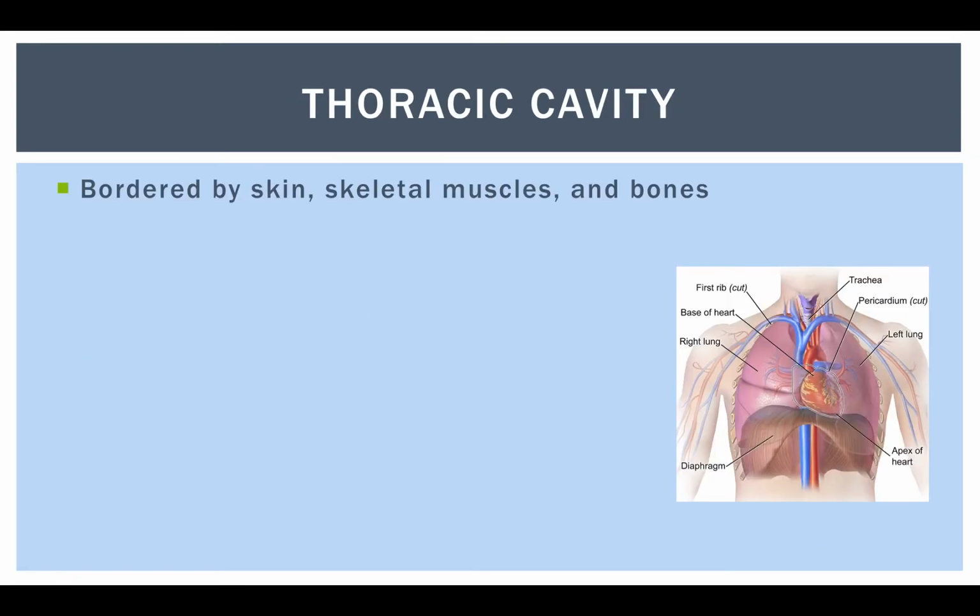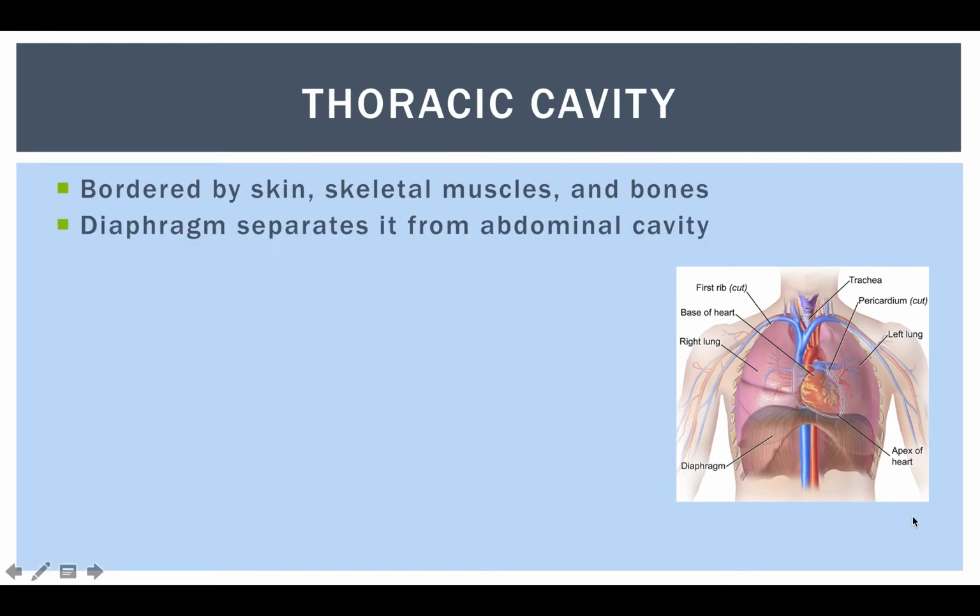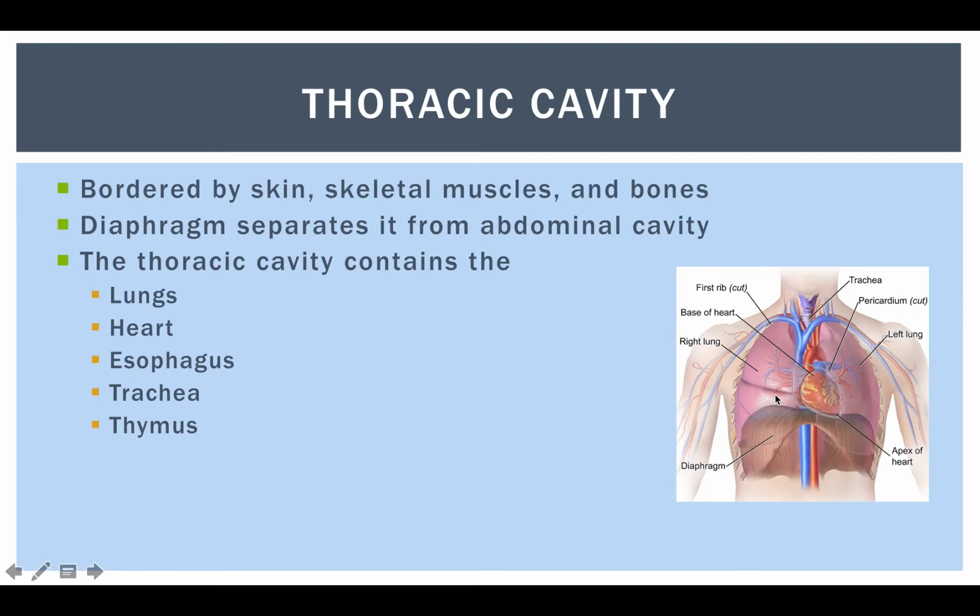Next, we have the thoracic cavity. The thoracic cavity is bordered by skin, muscles, and bones. Primarily, we're talking about the ribs, though the spine does also protect it in the back a little bit as well. You can see that the diaphragm is right here, and so that's going to separate this thoracic cavity from the abdominal cavity. The thoracic cavity contains the lungs, the heart, part of the esophagus, part of the trachea, and the thymus.